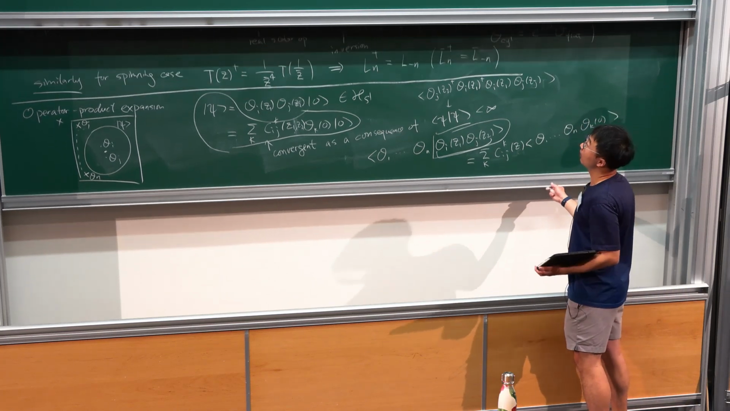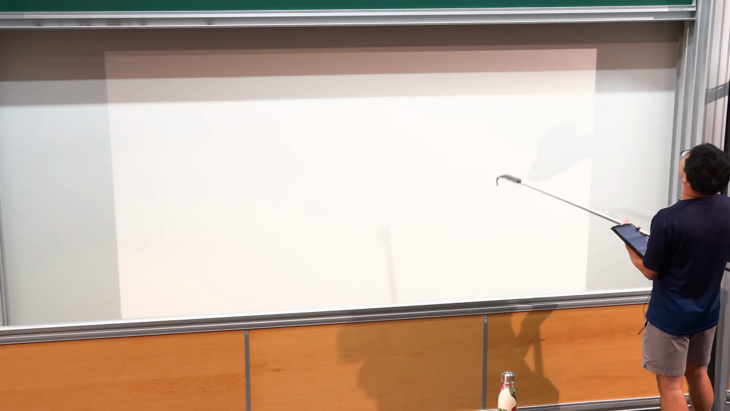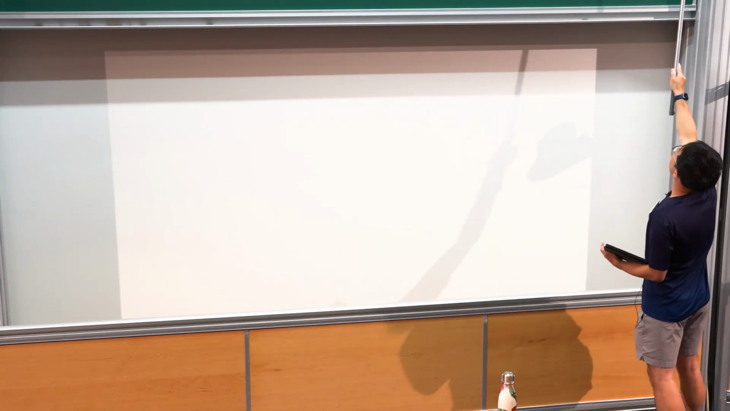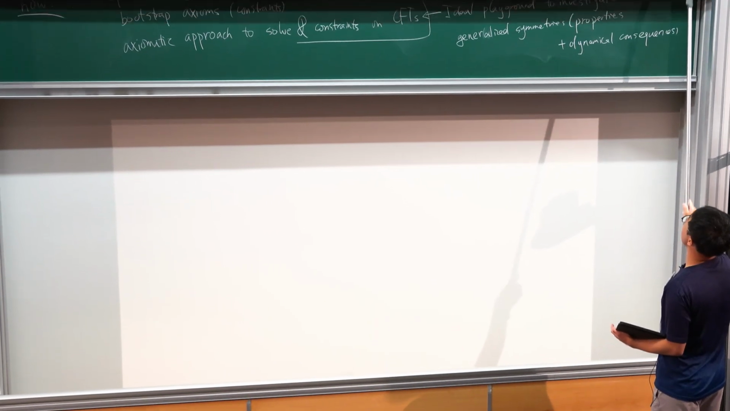All right. So now we're ready to talk about constraints from unitarity on the representations of the symmetry here. That is Virasoro symmetry.